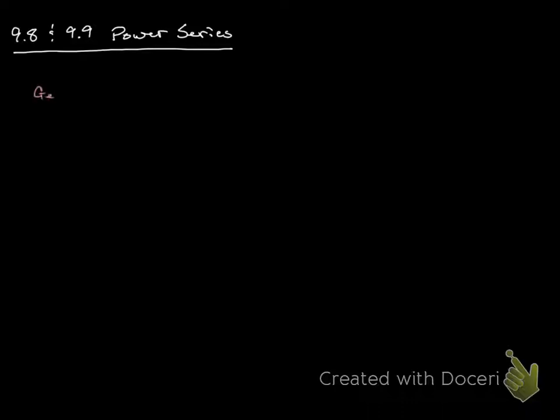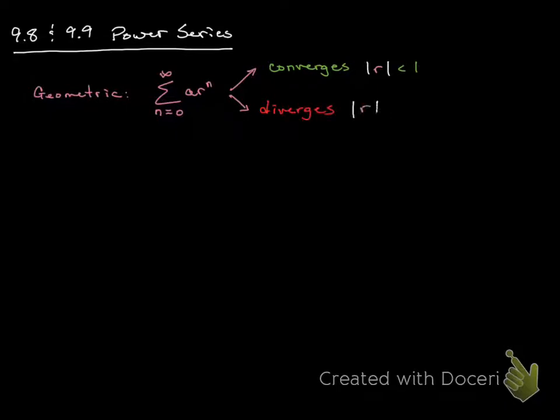Take your regular geometric series. Your regular geometric series is the sum from 1 to infinity of a r to the power n. We know this converges when the common ratio r is less than 1 and diverges when the common ratio is bigger than or equal to 1. So we're going to use that a lot in this video.